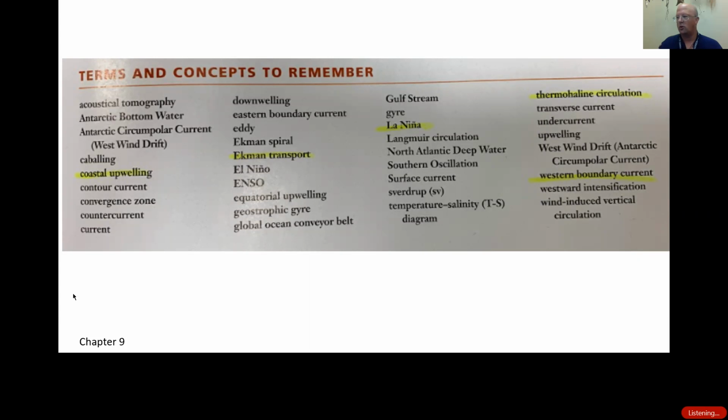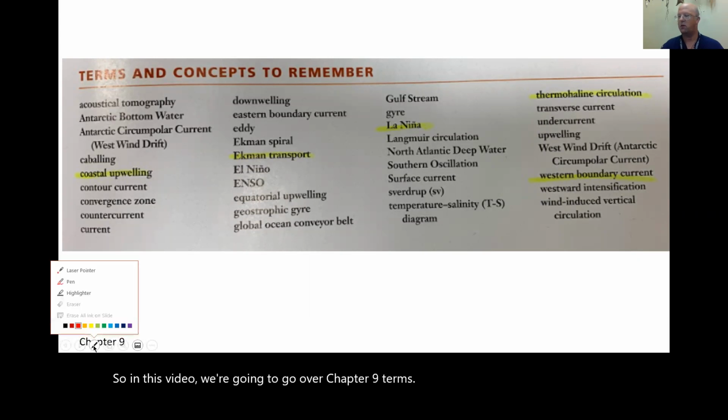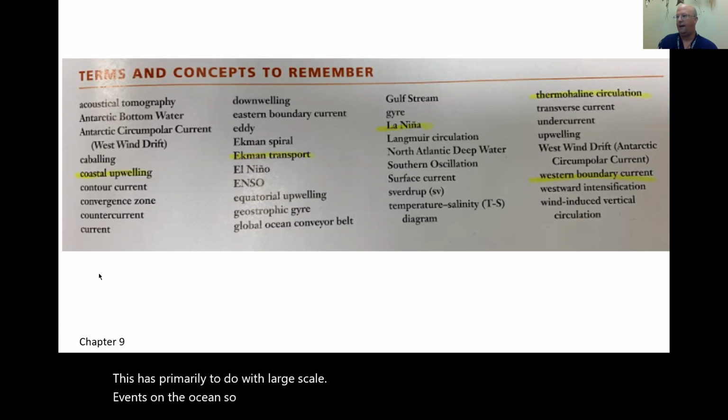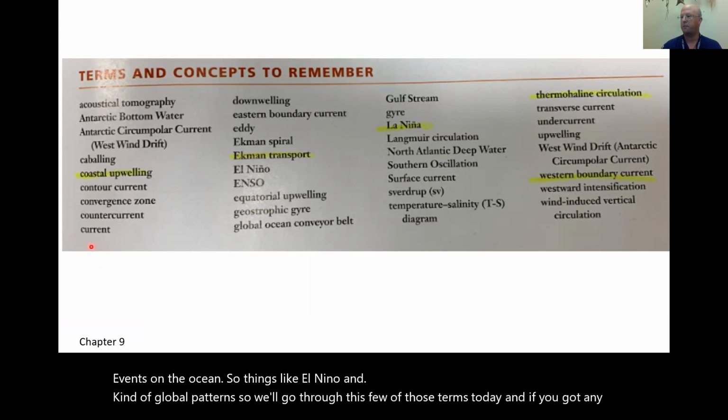So in this video, we're going to go over Chapter 9 terms. This has primarily to do with large scale events on the ocean, so things like El Nino and kind of global patterns. So we'll go through a few of those terms today. And if you got any questions, please follow up with me.